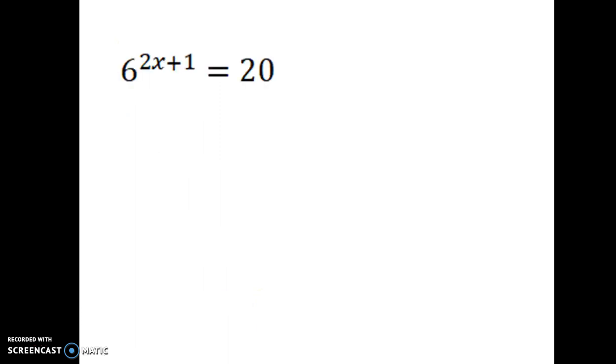Let's try another one. This one is a little bit tougher because there's a different kind of expression here, but same process. Give it a try. Okay, first, hopefully you set up the log statement from that exponential equation. This one is a log base 6 of 20 equals this exponent here.